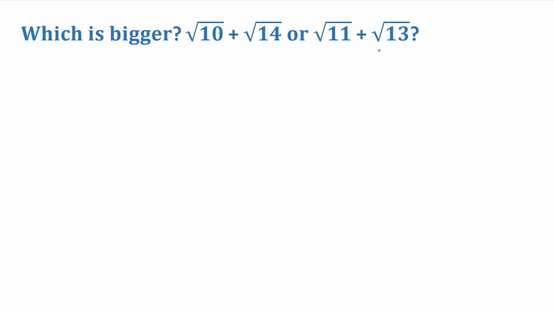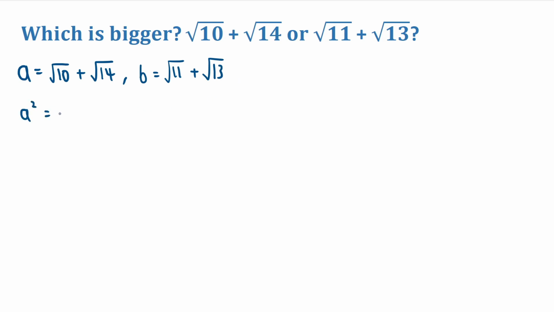It's hard to tell just by looking, but there's a technique that we can use to compare these kinds of square root expressions. So we'll let a equal square root of 10 plus the square root of 14, and b equal the square root of 11 plus the square root of 13. So a and b are the two expressions that we are comparing, and what we'll do is square both expressions.